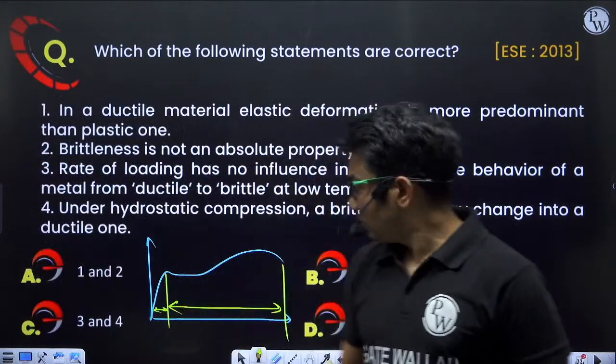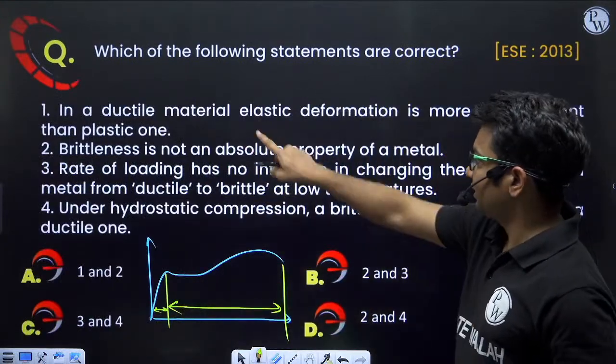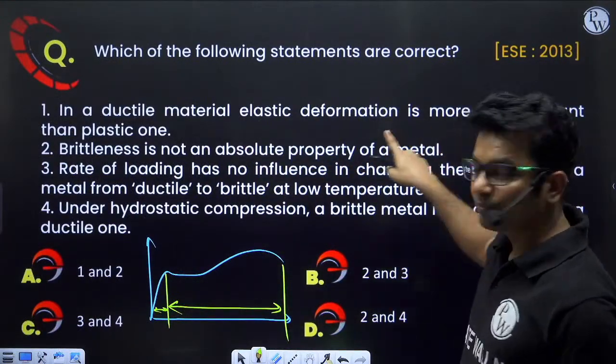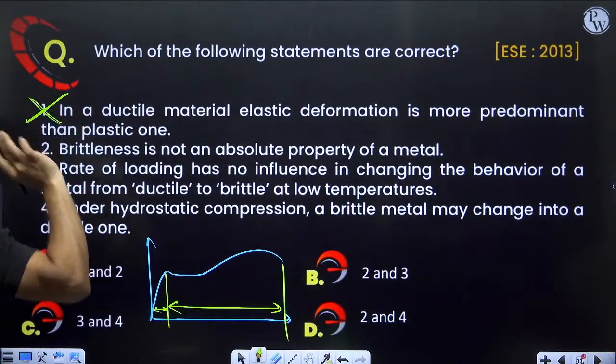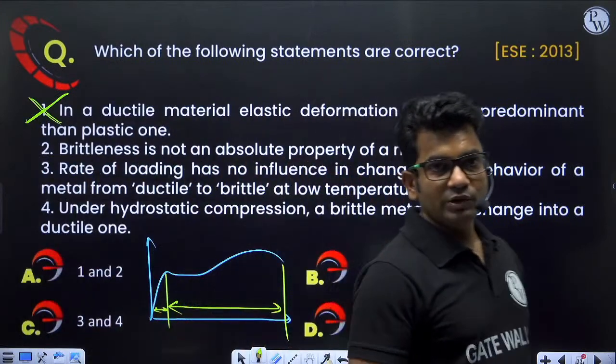Okay, so this first statement is wrong. In a ductile material, elastic deformation is more predominant? No, plastic deformation is more predominant. So first statement is wrong. Okay, now let's have a look at the second statement.